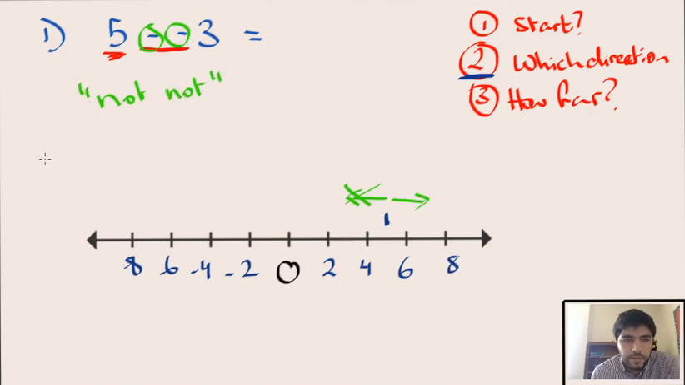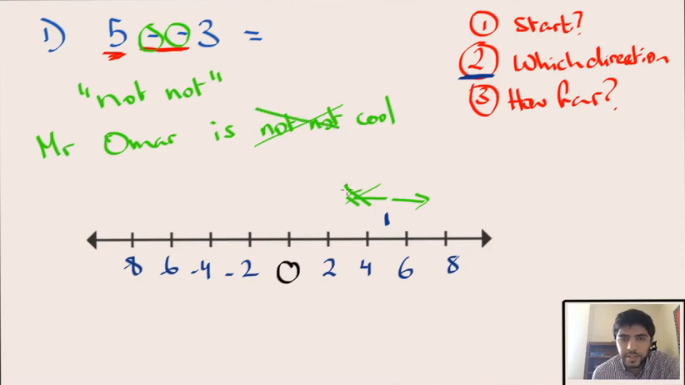So you can say Mr. Omar is not cool. Is not cool, which really means that I'm cool, which is the same as just like not saying any of those. So you can say Mr. Omar is cool, which is very, very true. Okay, so seeing two negative signs is like seeing not, which just means that it's actually a positive sign.